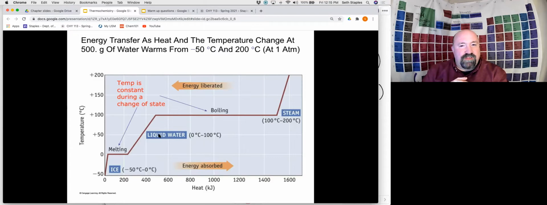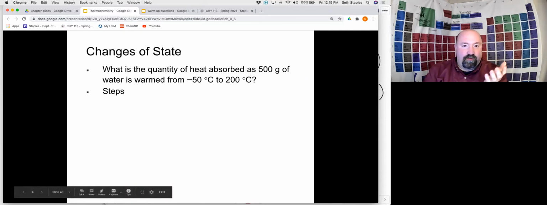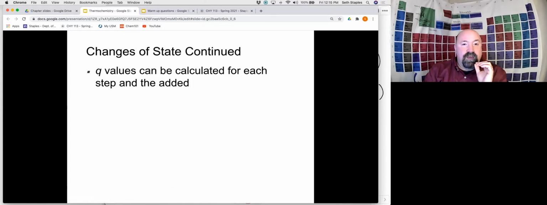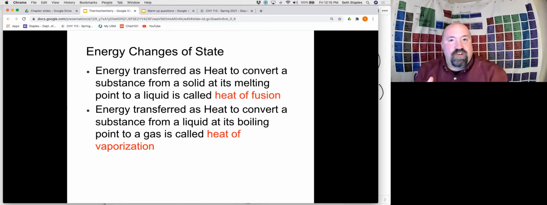Now think about that for a second and think about whether we can use that same Q equals MC delta T for these phases. Can we use that for melting? Can we use that for boiling? Hopefully you figured out, no, we can't, because there's a huge part missing. There's no delta T. Our temperature is not changing. And so we have to use something else in order to calculate the energy change associated with those changes of state. And so what we use are the heats of fusion and heats of vaporization.